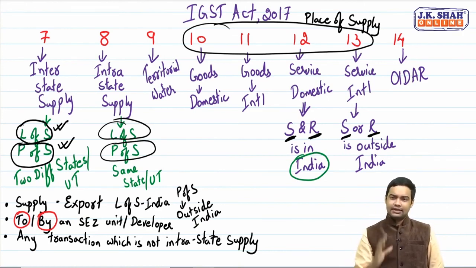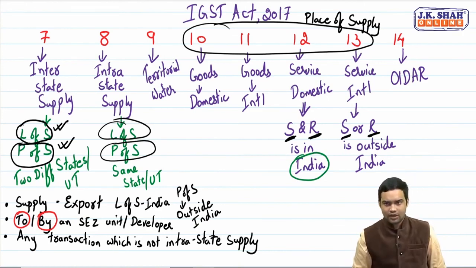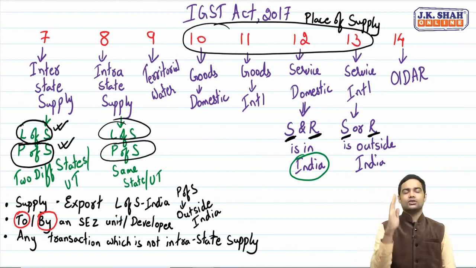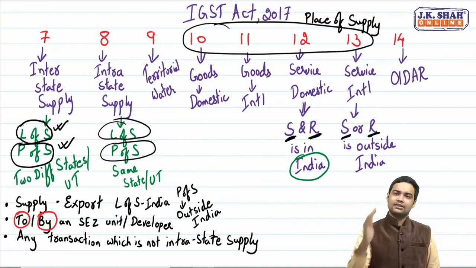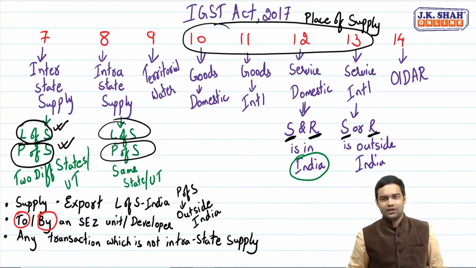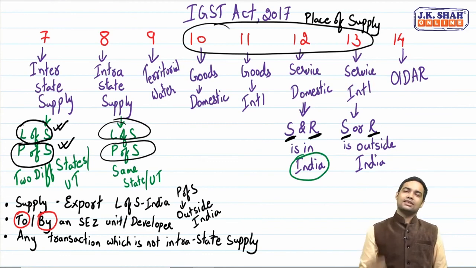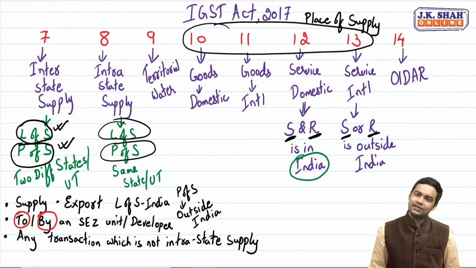Section 14 is a separate discussion which we will mix with the provision of OIDAR. So section 10 covers goods domestic transactions, section 11 goods international transactions, services domestic are covered under section 12 and services international are covered under section 13. Be very careful about 2 distinctions.